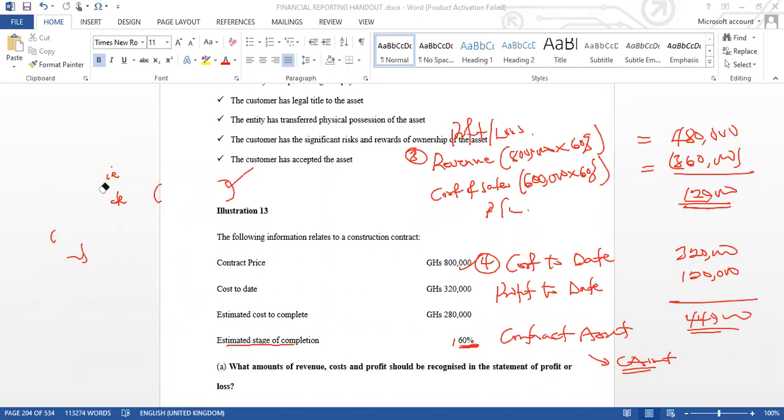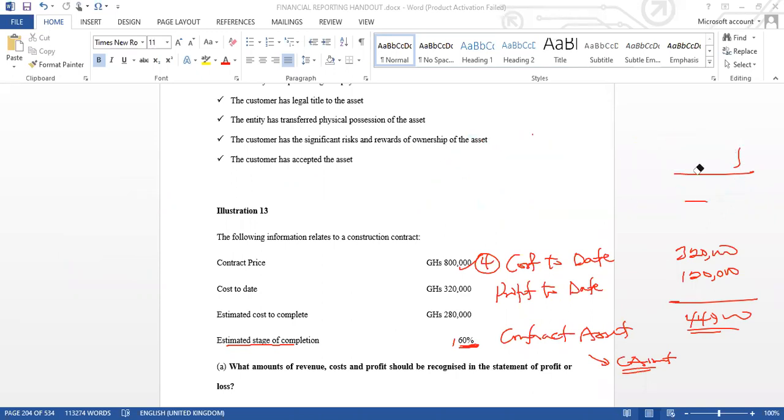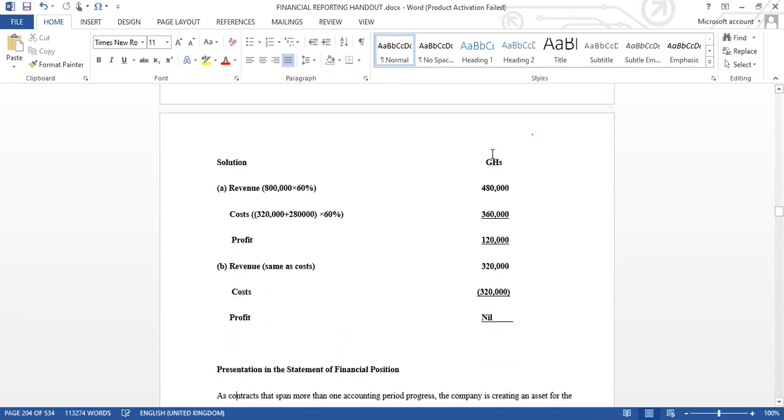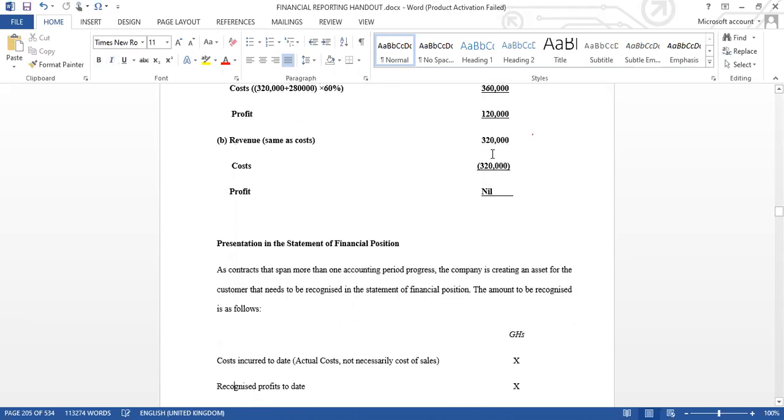Sir, if it had been a contract liability, where would you take it to? A contract liability, it will go to your current liabilities. Okay. Depending on the number of years that are left for the contract to be finished, it can be current liability or non-current liability. Okay. All right. So this is what we've done.